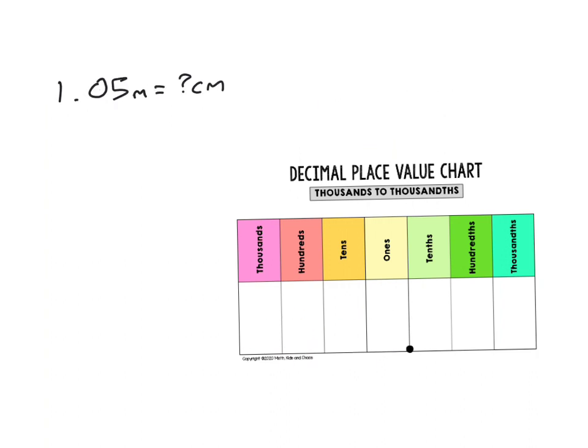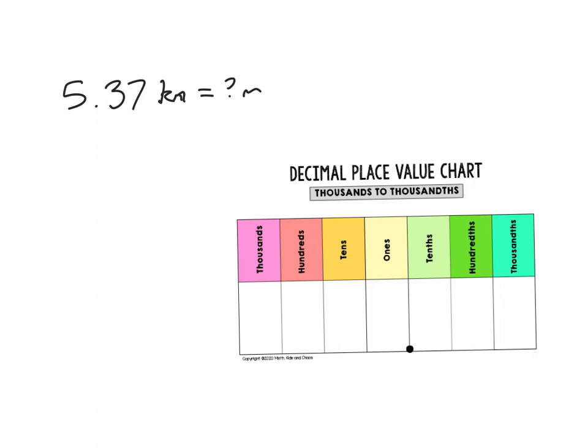Let's have a look at the next one. 1.05 metres is how many centimetres? Again, metres to centimetres, 100 centimetres to the metre, we'll times by 100. So 1.05 times 100, the ones will turn into hundreds, and then we have our other digits there. So 1.05 metres is 105 centimetres. See if you can see the pattern there. That might be slightly different.